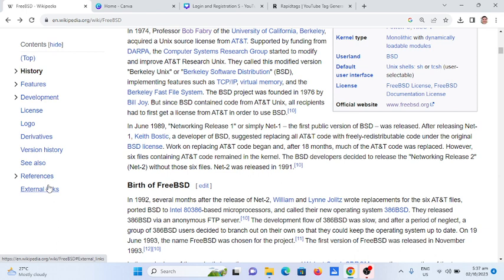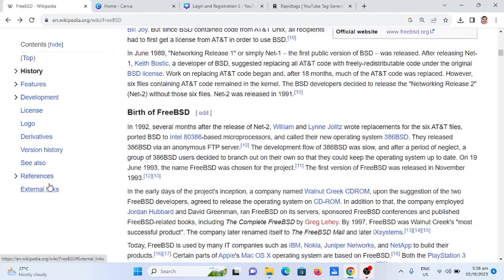Work on replacing AT&T code began, and after 18 months, much of the AT&T code was replaced. However, 6 files containing AT&T code remained in the kernel. The BSD developers decided to release Networking Release 2, or Net 2, without those 6 files. Net 2 was released in 1991.